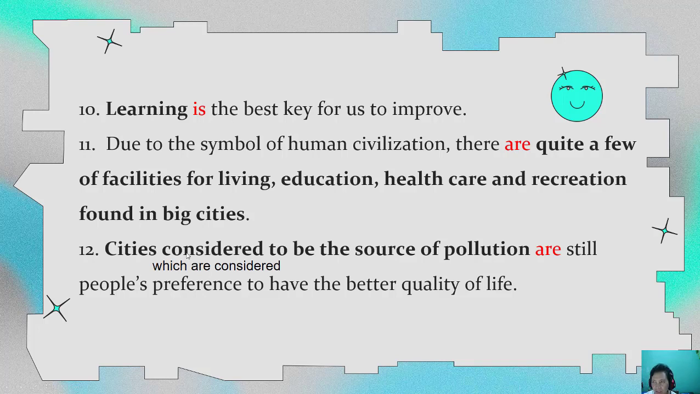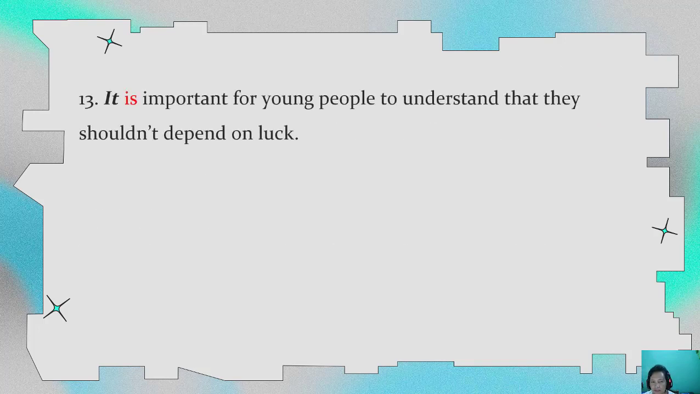Considered, it's like a simple past. Try to understand. This is simple past. But there is to be here. That's why you must check like this: which are considered. So this is called the past participle, the same as this. This is from an adjective clause that is shortened into the past participle. Okay, the next is number 13.